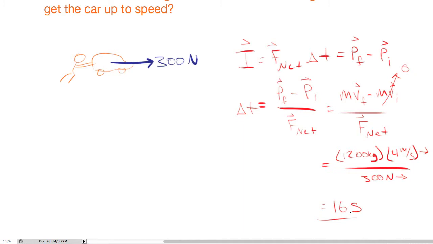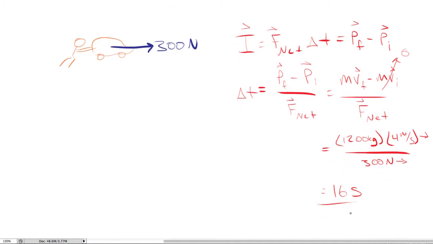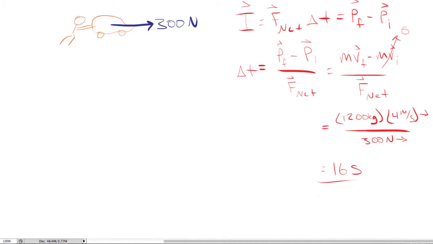Now, of course, we've ignored friction. And you know that if you push a car for 16 seconds, it's probably not going to go very fast, because at some point friction takes over and does some work against you. But in this simple example, we're ignoring friction. So let me just add one additional wrinkle.